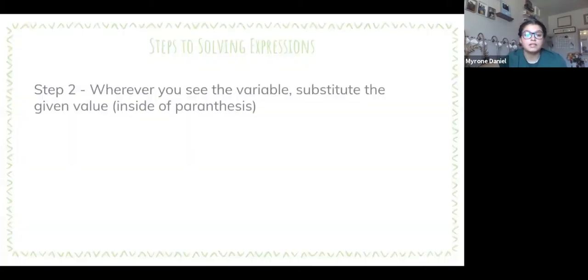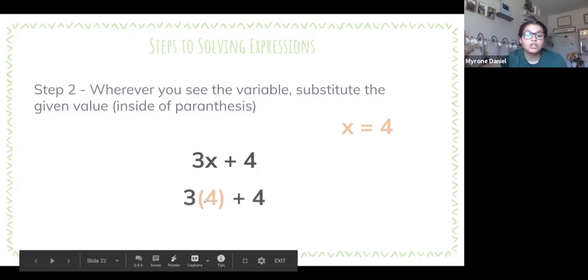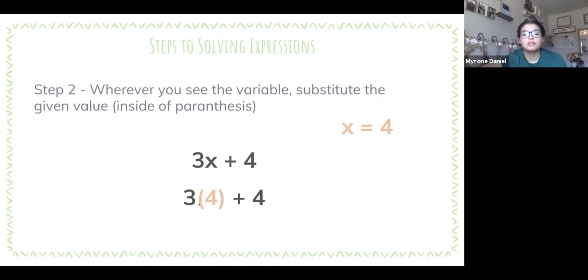So our second step is wherever you see the variable, substitute the given value inside of parentheses. So we have our expression 3x plus 4. We know that x equals 4 because in the previous slide, that's what it told us, x equals 4. So now we're going to substitute the given value inside parentheses. Make sure that you are putting it inside parentheses because if you put 3, 4, it looks like 34 and not 3 times 4. So it should look something like this. The parentheses are showing you that you're multiplying 3 times 4 plus 4. If you don't have the parentheses in there, it's going to look like 34 plus 4 and you're going to get the wrong answer.